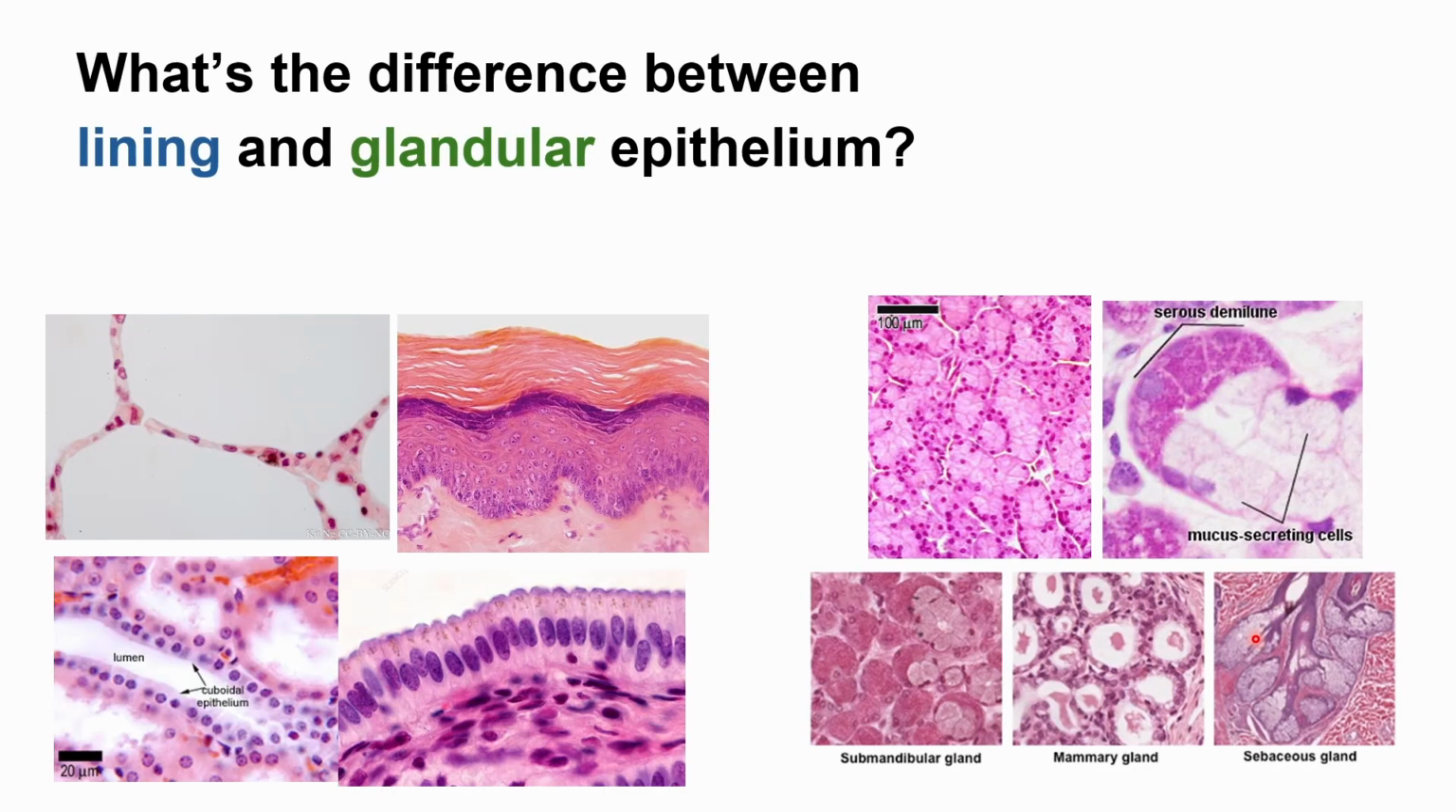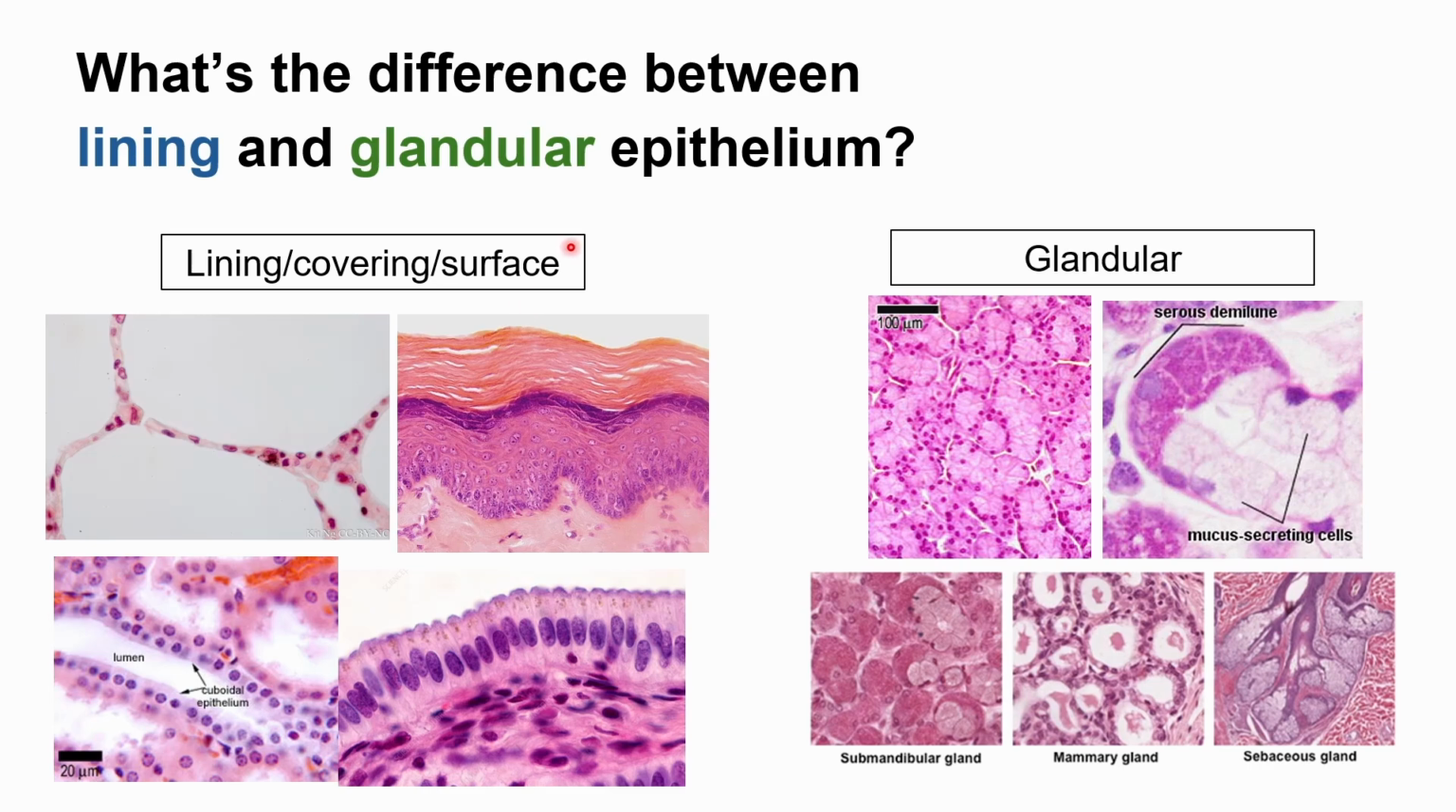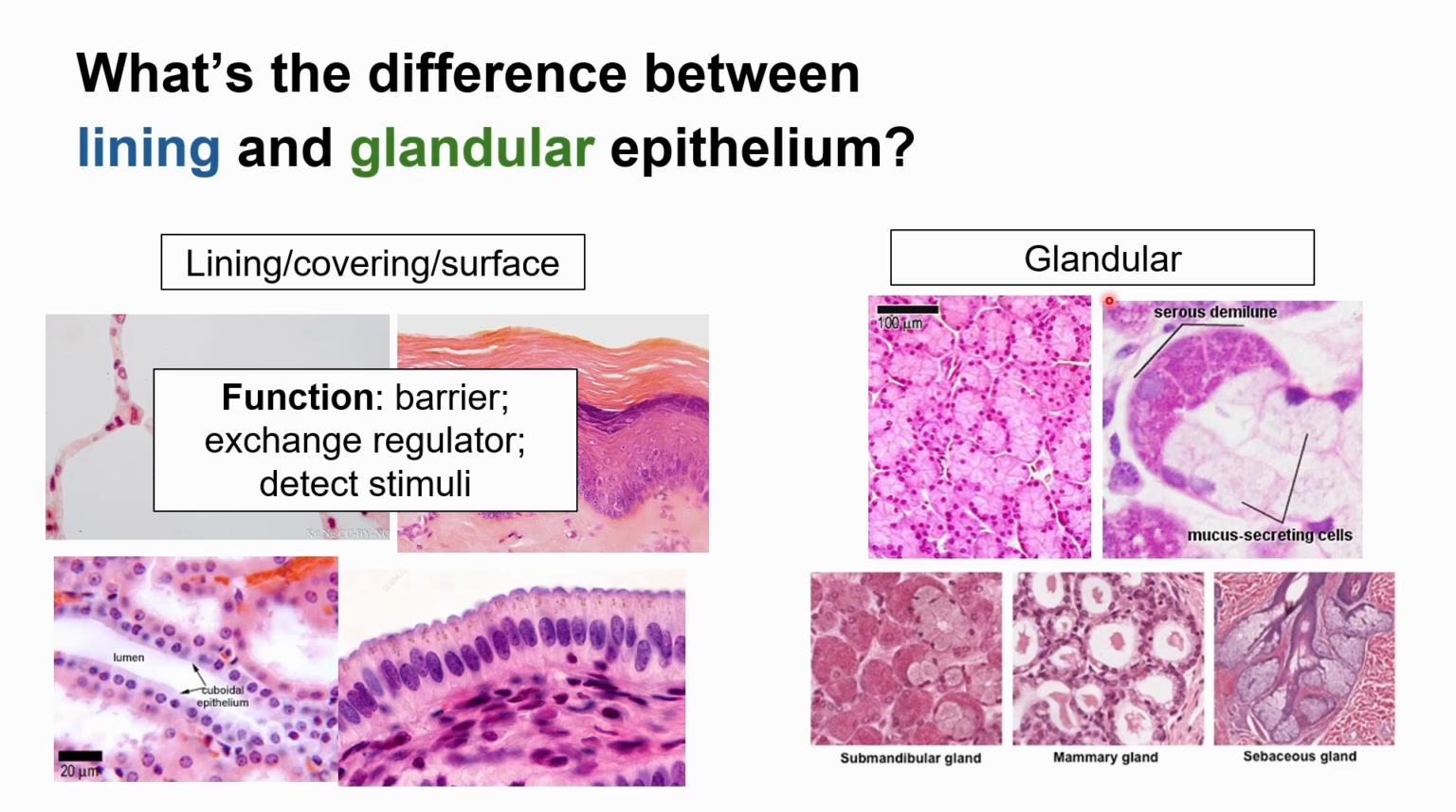There are two types of epithelium tissue or epithelial tissue. The first one that we will be discussing is your lining epithelium. Your lining epithelium is also known as your covering or surface epithelium. Okay? The second type would be your glandular epithelium. So it's also epithelial tissue, but this time it is somewhat shaped differently and it has a different function. So let's go back first to your lining or covering surface.